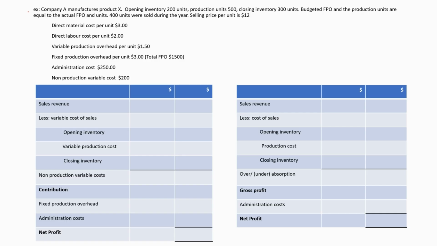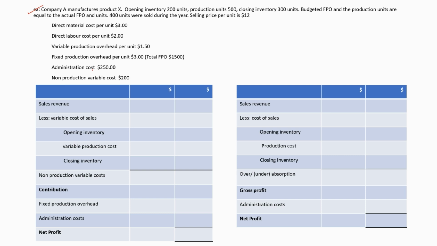Now let's do this example so you can refresh your memory on marginal costing profit and absorption costing profit. This is the example we did earlier. So the marginal cost per unit and the absorption cost per unit we can use here. Company A manufactures product X. Opening inventory 200 units, production 500 units, closing inventory 300 units. Budgeted fixed production overhead and production units are equal to the actual fixed production overhead and units. This means there will be no over or under absorption because the budgeted figures and the actual figures are the same. 400 units were sold during the year.